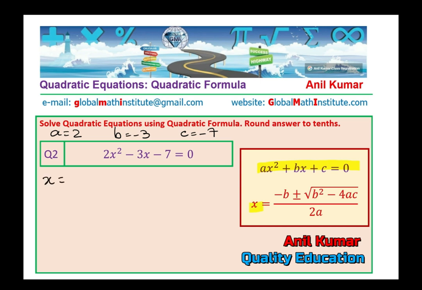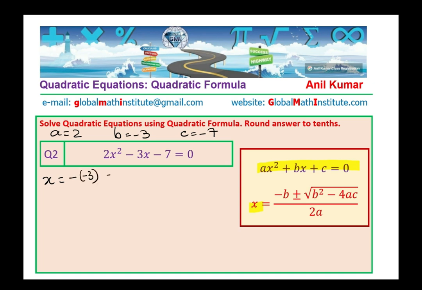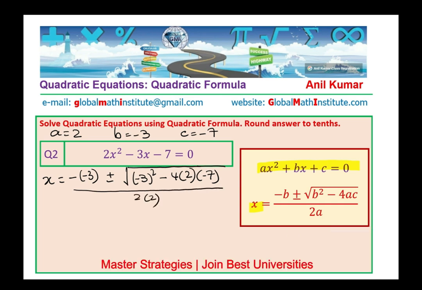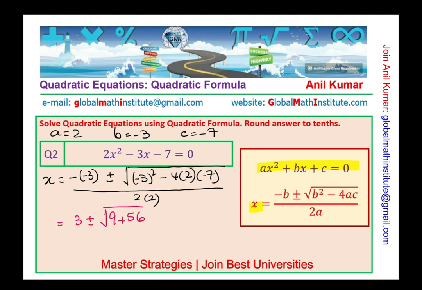So x is equal to minus b plus or minus square root b squared minus 4ac divided by 2a. So minus of minus 3 is 3, right? Plus or minus square root of b squared, which is minus 3 squared, right? Minus 4 times a is 2 and c is minus 7, okay? Divided by 2 times a, which is 2. So let's rewrite this. Minus of minus 3 is 3, plus or minus square root of 3 squared is 9, and 4 times 2 is 8, 8 times 7 is 56. But two negatives give me one positive. So we have positive 56, correct?